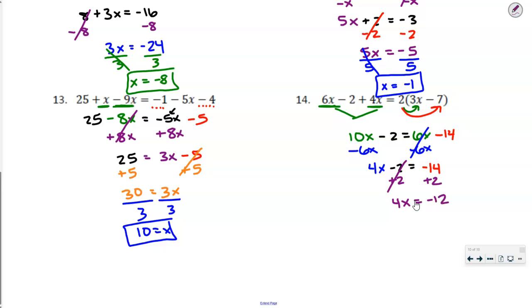And one solving step left. I undo x being multiplied by 4 by dividing by 4 and balance it, doing the same thing to the other side, leaving me with x, which is equal to a negative 3.